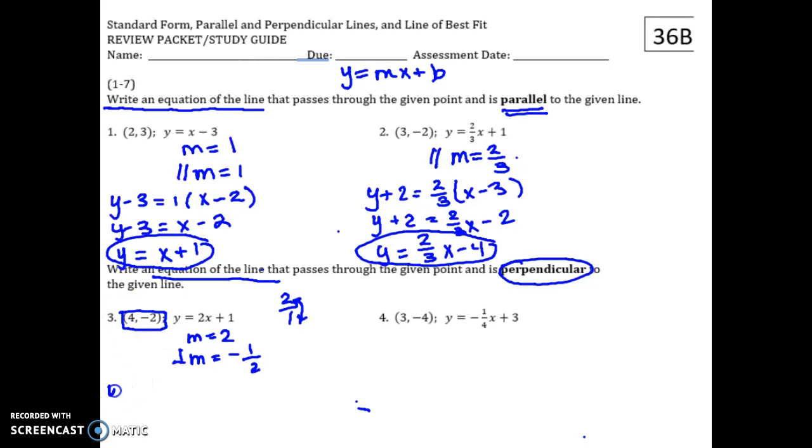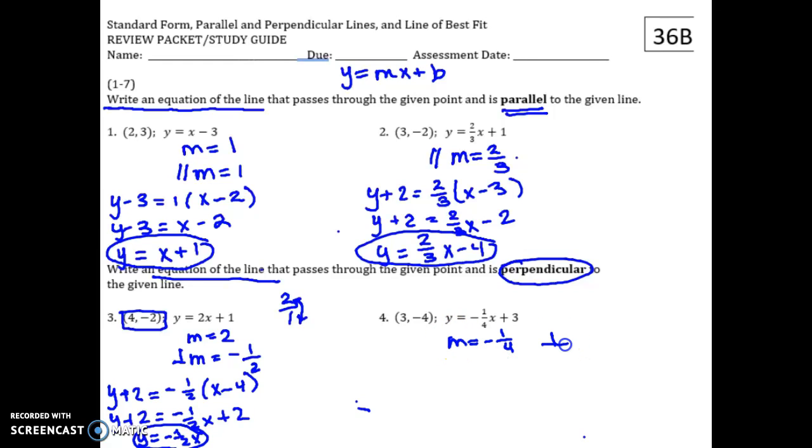Okay, so this would become y plus 2 is equal to negative 1/2 times x minus 4. Okay, y plus 2 is equal to negative 1/2 x plus 2. And then when I subtract 2 from both sides, I end up with y is equal to negative 1/2 x. Okay, that's my answer.